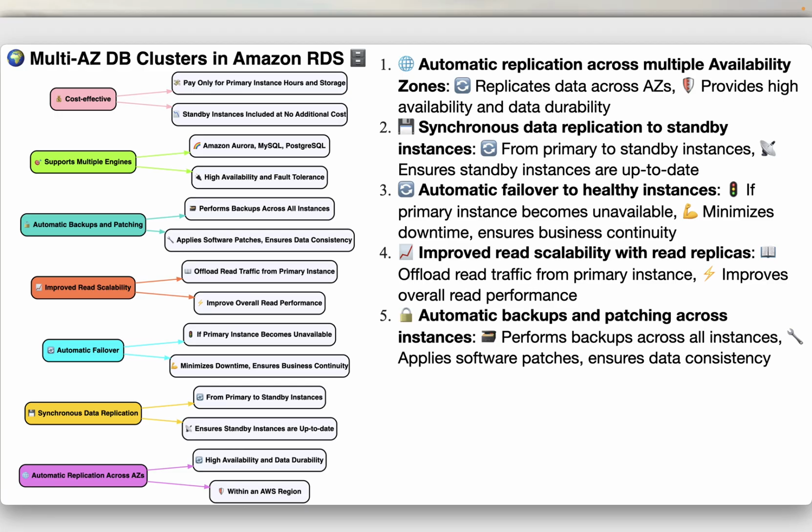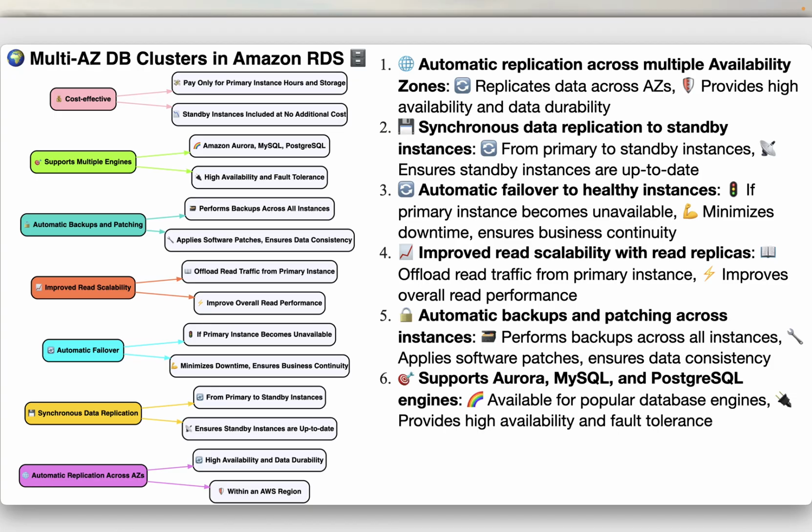Fifth, automatic backups and patching across instances. Amazon RDS automatically performs backups and applies software patches across all instances in the multi-AZ DB cluster, simplifying maintenance and ensuring data consistency. Sixth, supports Aurora, MySQL and PostgreSQL engines. Multi-AZ DB clusters are available for Amazon Aurora, MySQL and PostgreSQL.